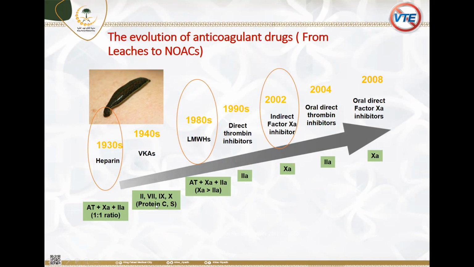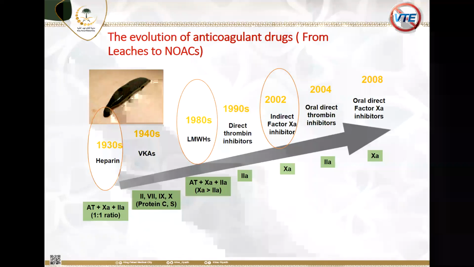So what's the advantage of that? Drugs are being aimed at a single target, whereas the old drugs target multiple key proteins in the coagulation cascade. A more targeted approach is more effective and has less bleeding risk.